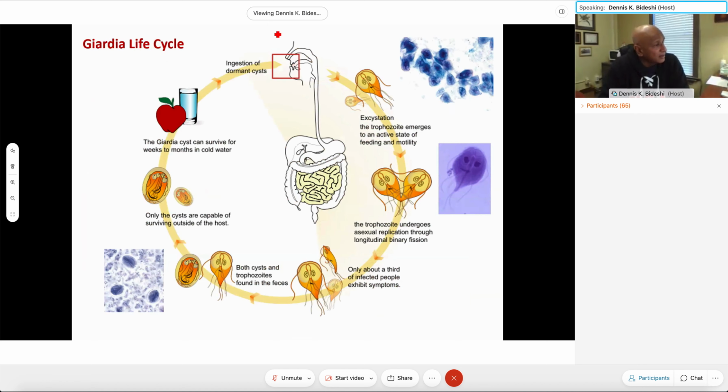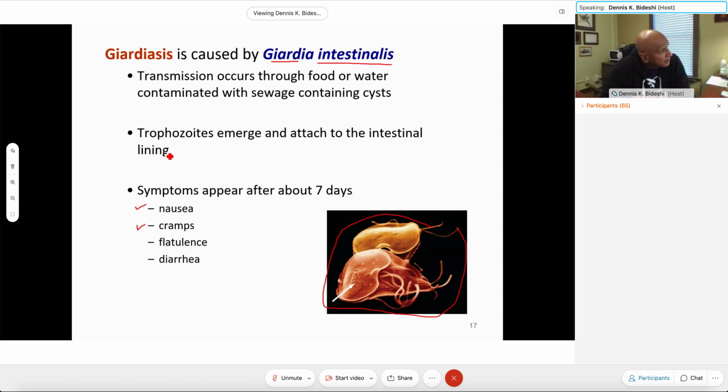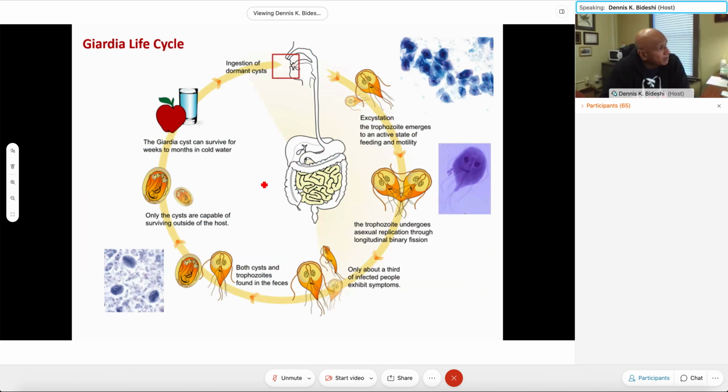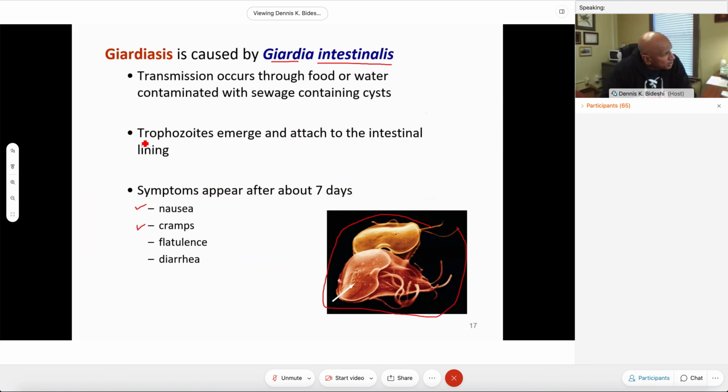So let's talk about the life cycle, all right? First of all, there are two forms. So in fact, let me introduce them here for you. I don't see it, but I'm going to point it out for you. The trophozoite. Troph means to eat. All right, this is the form that feeds. It's the form that replicates. The other form is the cyst. So cysts, they're like spores, not like bacterial spores, but they're very resilient.